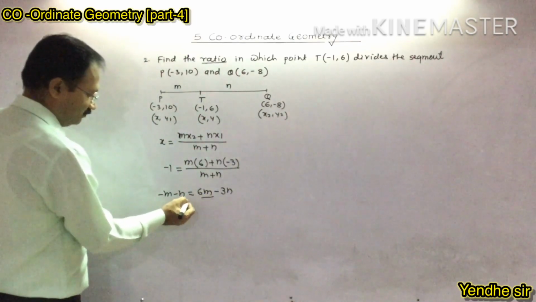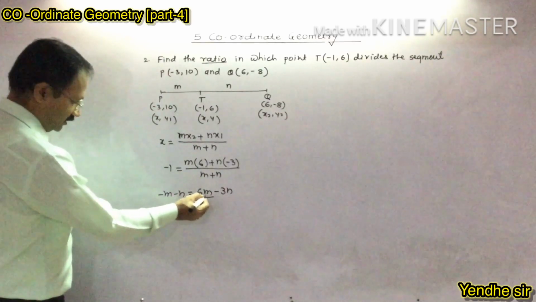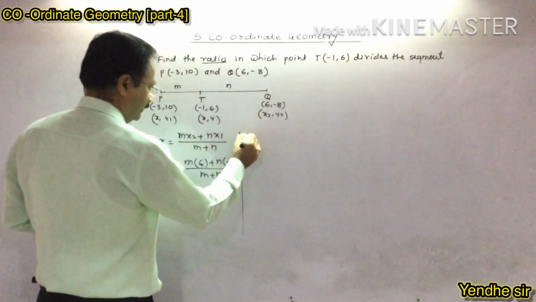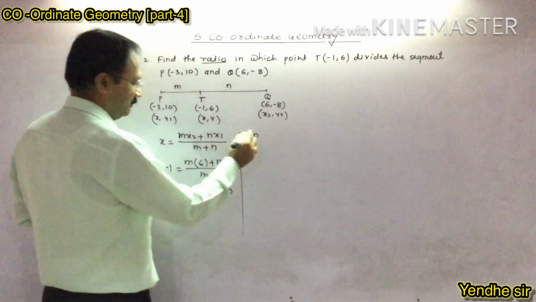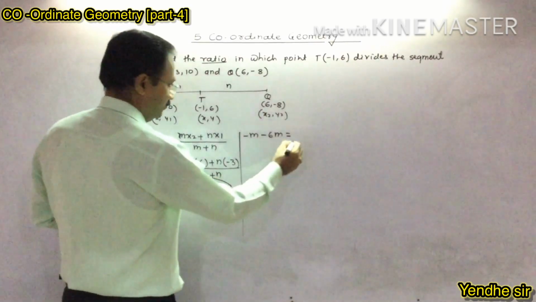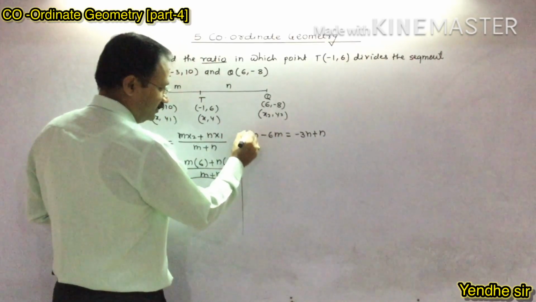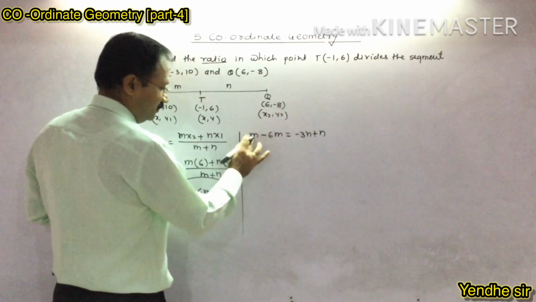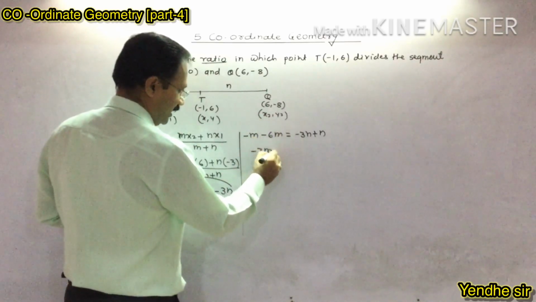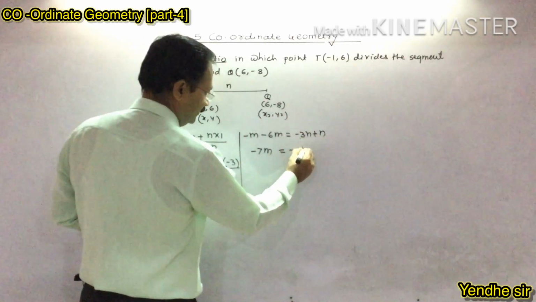Now let's put together: the m terms will be together and the n terms will be together. So 6m comes to this side, you will get -m, and this is plus, so it will be -6m. And this n goes on this side, you will get -3n plus n. Nothing is there means 1 is there. -1 -6, signs are the same, addition gives the sign of the larger number. Then -3 plus 1 will be -2.